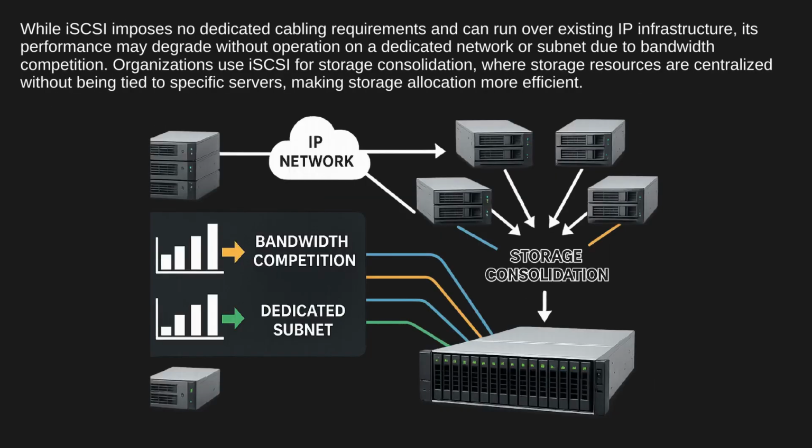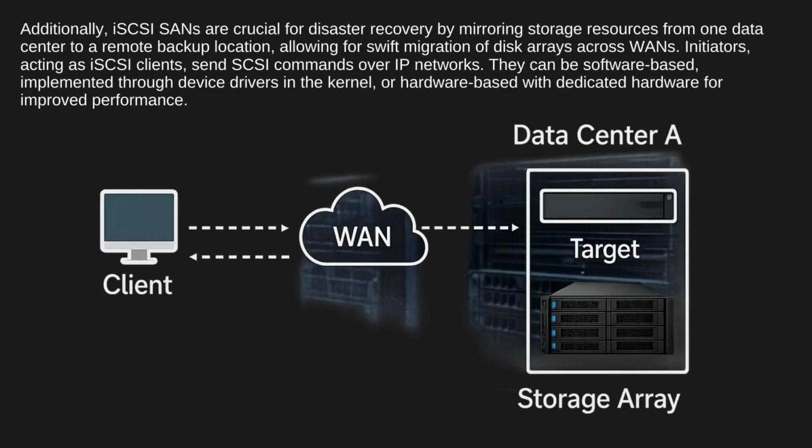While iSCSI imposes no dedicated cabling requirements and can run over existing IP infrastructure, its performance may degrade without operation on a dedicated network or subnet due to bandwidth competition. Organizations use iSCSI for storage consolidation, where storage resources are centralized without being tied to specific servers, making storage allocation more efficient. Additionally, iSCSI SANs are crucial for disaster recovery by mirroring storage resources from one data center to a remote backup location, allowing for swift migration of disk arrays across WANs.